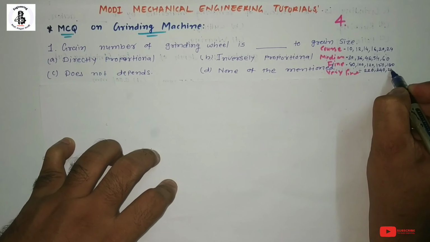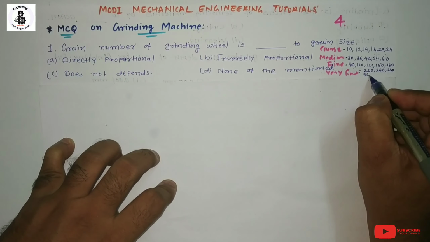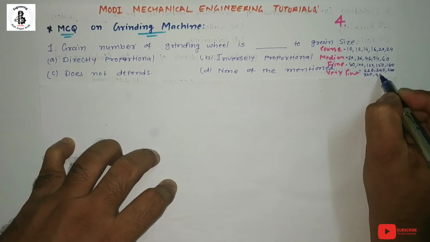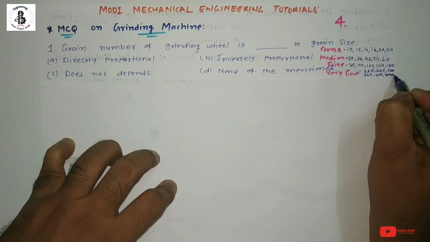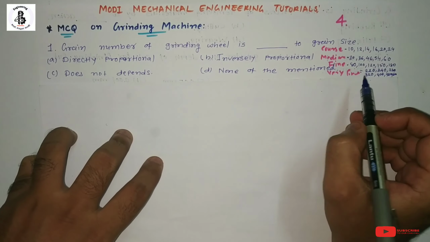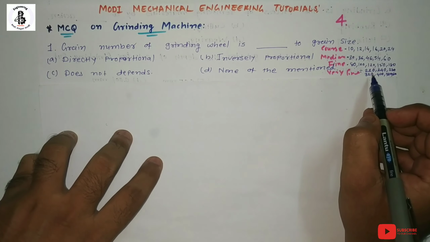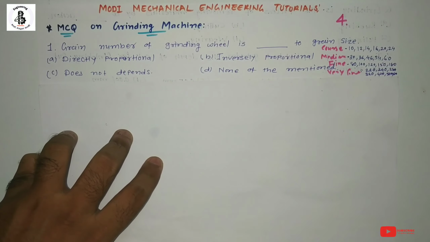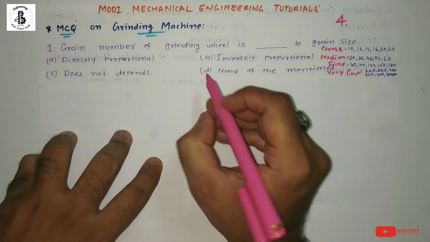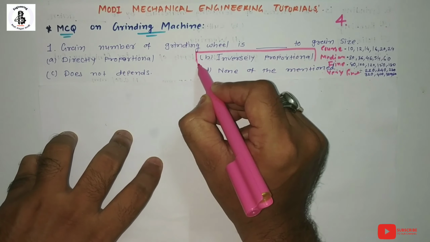240, 280, 320, 400, 500 and 600. So for these numbers, the grain number of the grinding wheel is inversely proportional to the grain size. So the right answer is option B, inversely proportional.